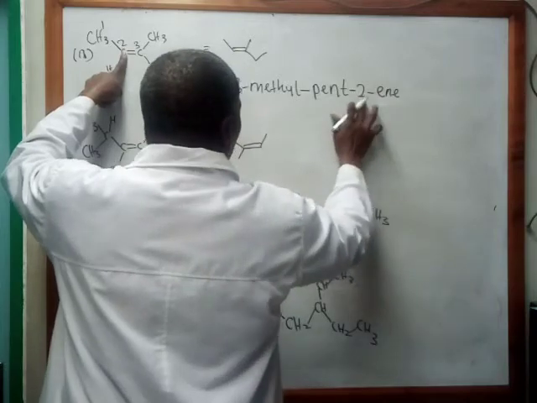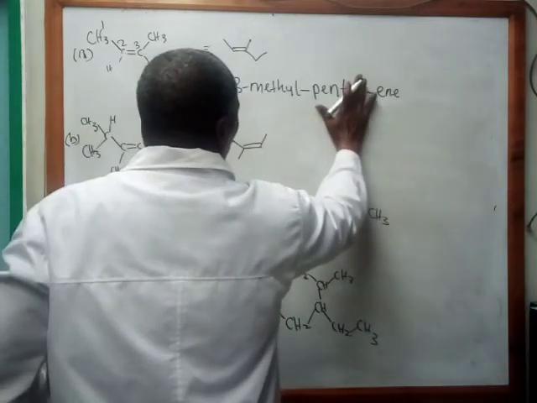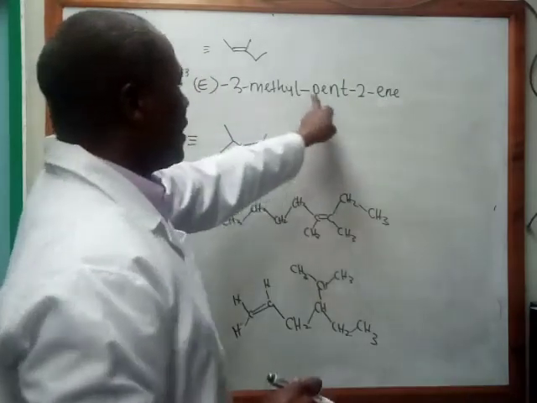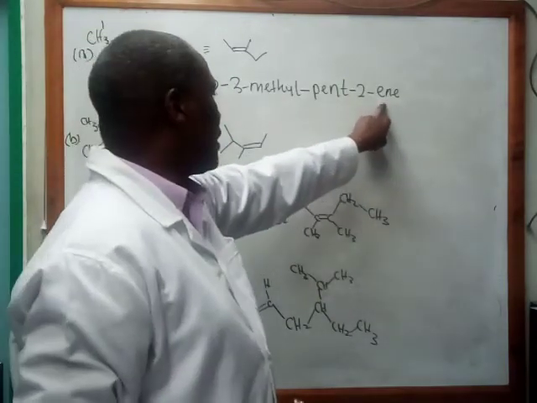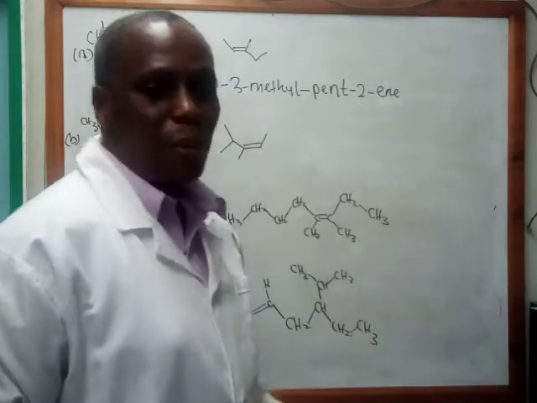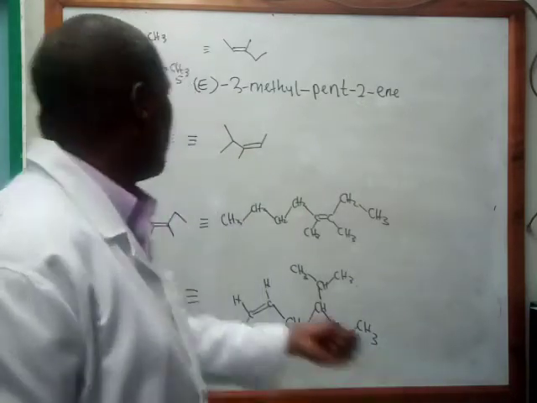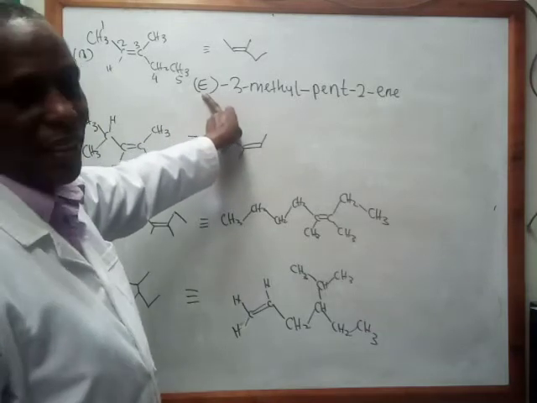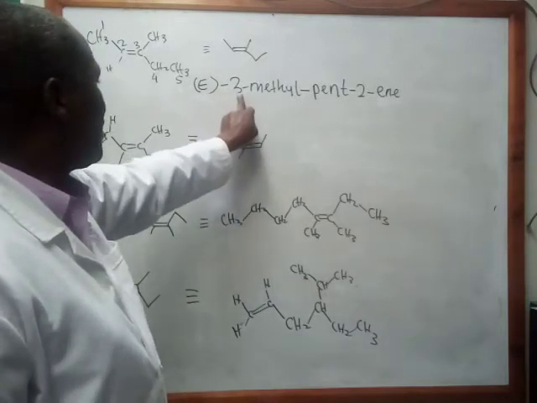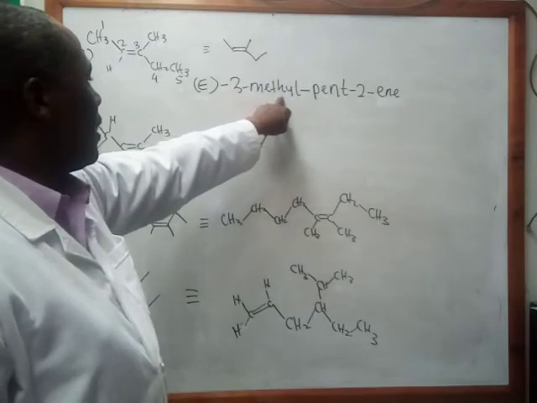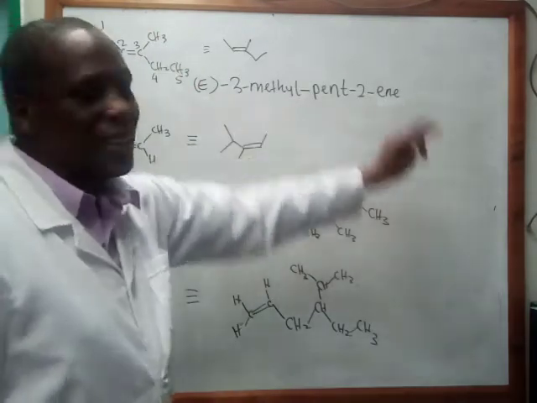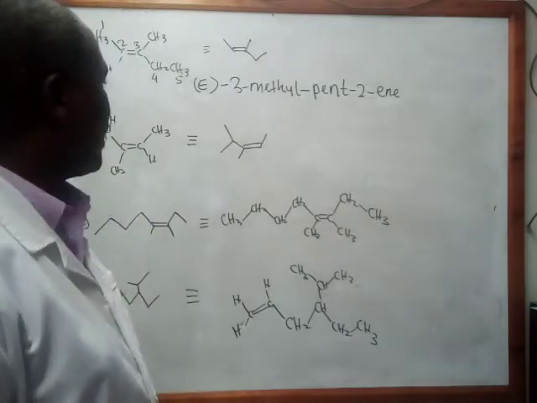In other words, if I'm going to remove these two, if I'm going to put my hand over here, this will be a pentene. Yeah, it will be a pentene, but you're saying that the double bond is on carbon number 2. So this is the full name. There is the E in bracket, indicating the stereochemistry. Then there is where the substituent is, 3-methyl, the methyl on carbon number 3. Then the name of the alkene.